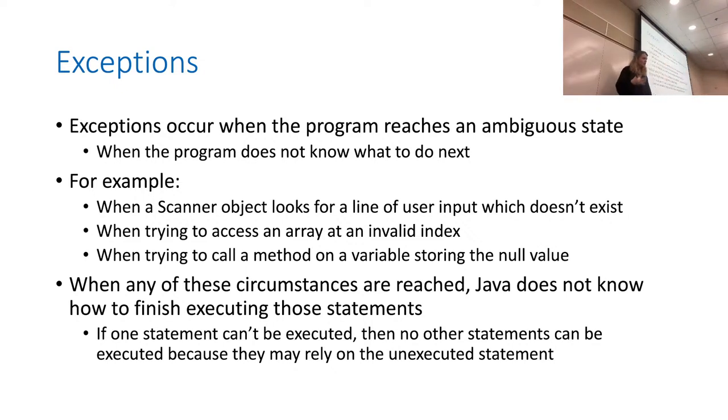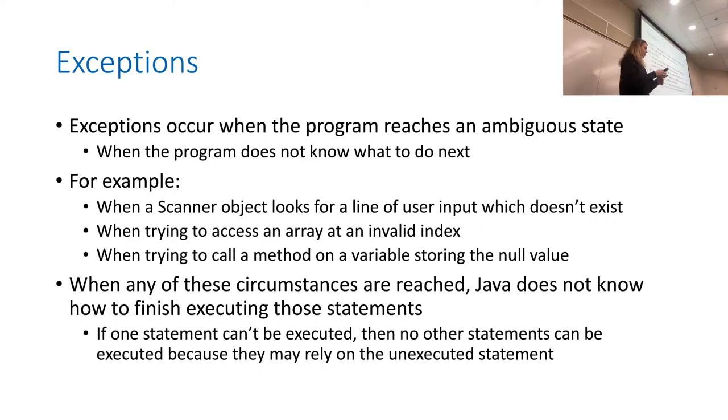And so the idea here is that a computer can't intuit, right? So when the computer reaches a state where what it's being asked to do isn't something it can do, instead of trying to just guess or figure out what the best option is, it just freaks out. It just throws up its hands and says, I can't do that. And so if one statement can't be executed, right?